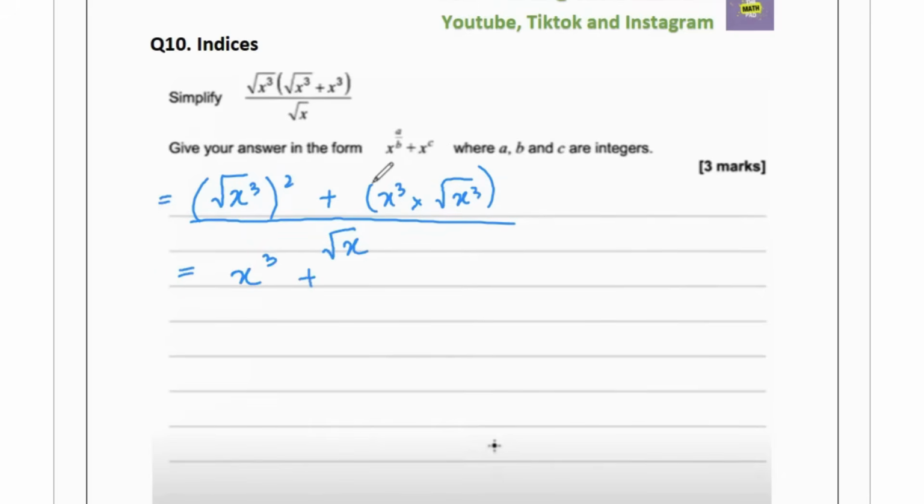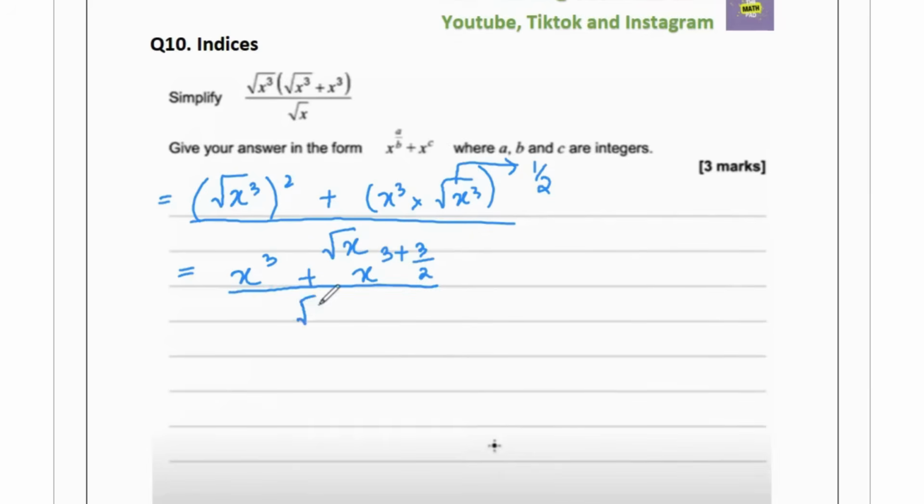And if you remember, when we're multiplying similar bases, the base being x over here, and it's the same, we add the powers. So it's going to be x to the power of 3 plus 3 over 2. Because over here, the root represents a power of 1 over 2, as I said earlier. So 1 over 2 gets multiplied by 3, so it becomes 3 over 2.